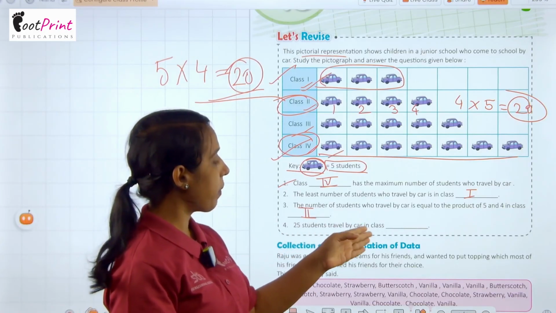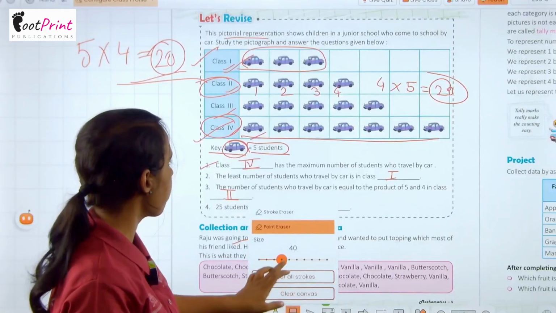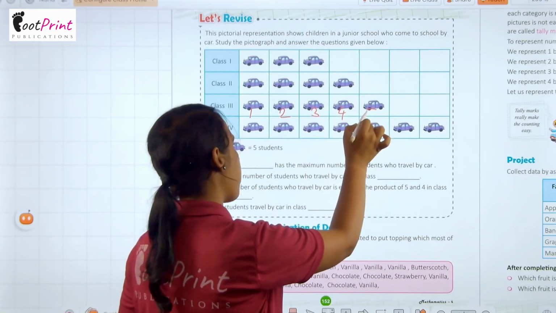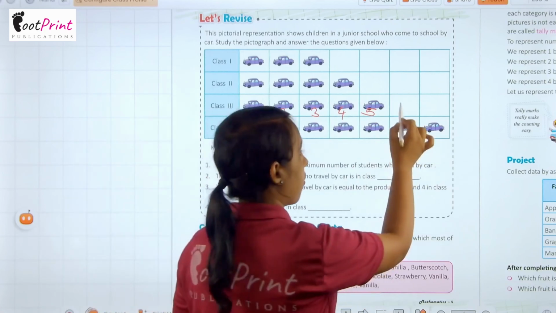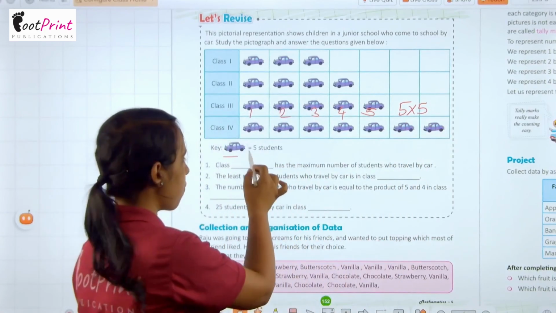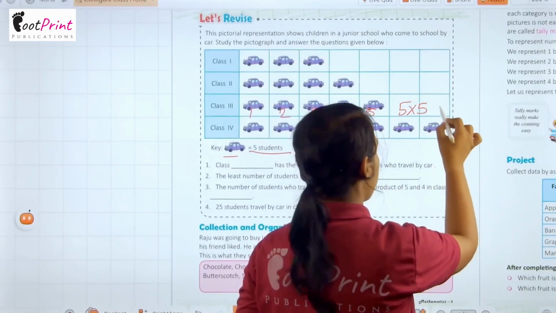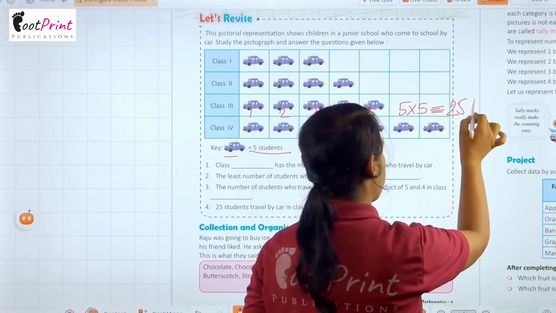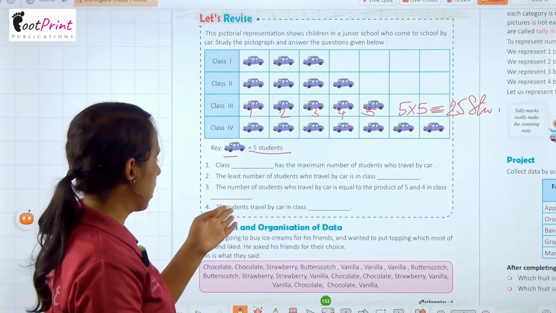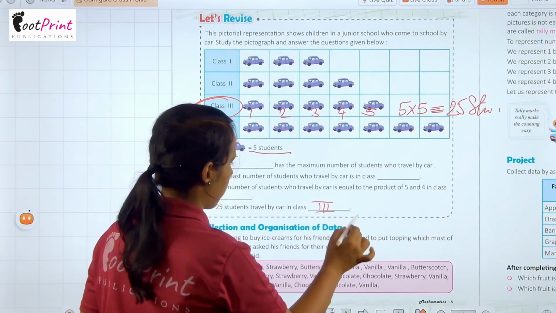25 students travel by car in class dash. अब हमें बताना है 25 students. So 1, 2, 3, 4, 5 cars here. That means 5 into 5, because one car symbol is showing 5 students. That's why we multiply by 5. So we get 25 students here. And here we have to tell the class, and the class is 3rd. So here we write 3rd class.